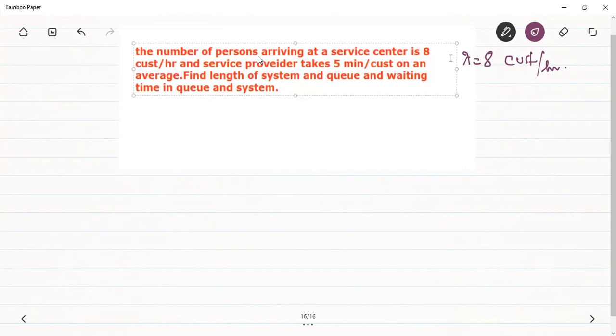Now 5 minutes per customer, minutes per customer has to be either inter-arrival or inter-service. Customer per hour is arrival or service rate, it is lambda or mu, but from the question it is clear that it is lambda. Whereas when we talk about service, the unit is minutes per customer, so this is not the service rate but the inter-service time which is given here, that is equal to 5 minutes per customer. The service provider takes 5 minutes per customer on an average. The one who gives the service, how much does it take? 5 minutes for one customer.